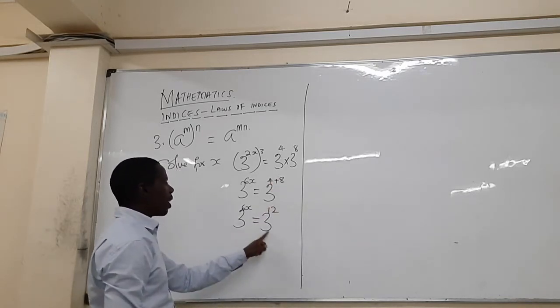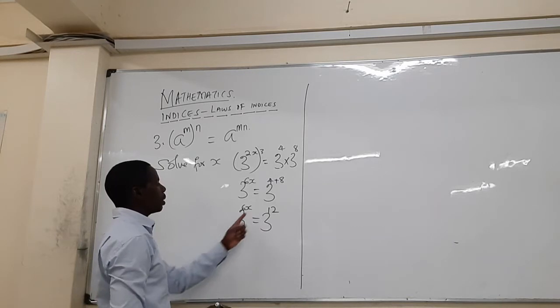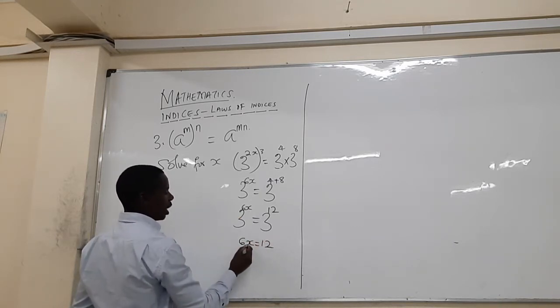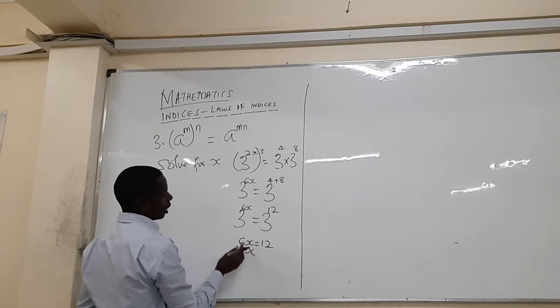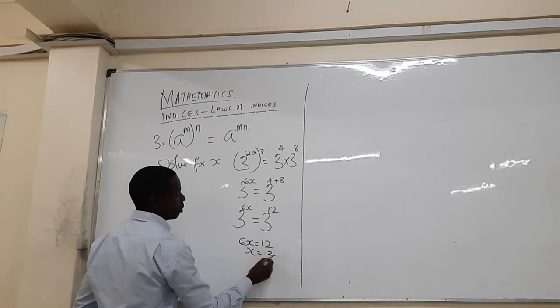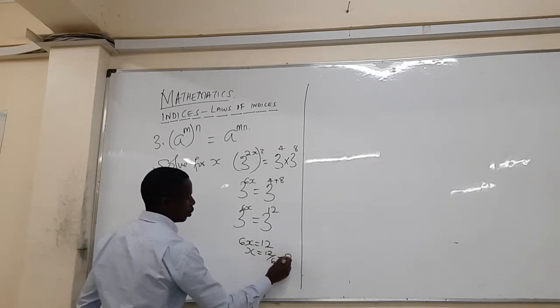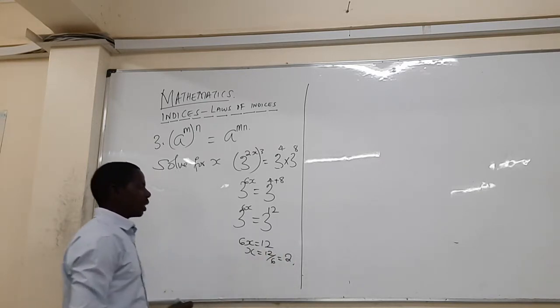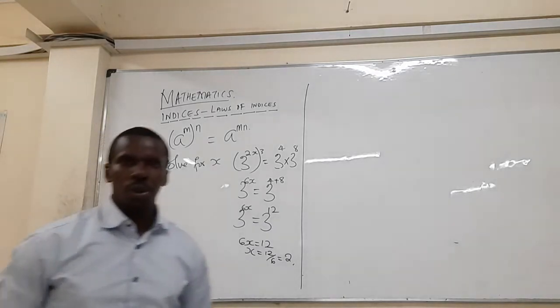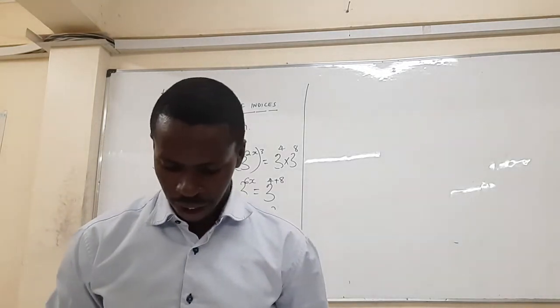So the bases are the same. We drop the bases. We're left with 6x is equal to 12. And then for x, I divide by 6 on both sides, and I get 12 divided by 6, which is equal to 2. So my x is equal to 2. That's how you can apply that rule.